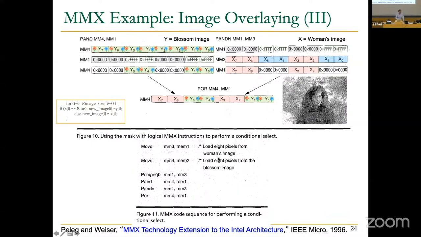These are loading 8 pixels from the original image and then the blossom image into 2 registers. And then you do the packed compare equal, which sets the mask in MM1. And then you do the packed AND to get the blossom image in appropriate locations. And then you do the packed AND NOT to get the original image in appropriate locations. And you OR them into registers so that you can construct the final 8 pixels of the image. And then, of course, you need to iterate. If the image has 1,000,000 pixels, you have to go through all of them 8 at a time, right?